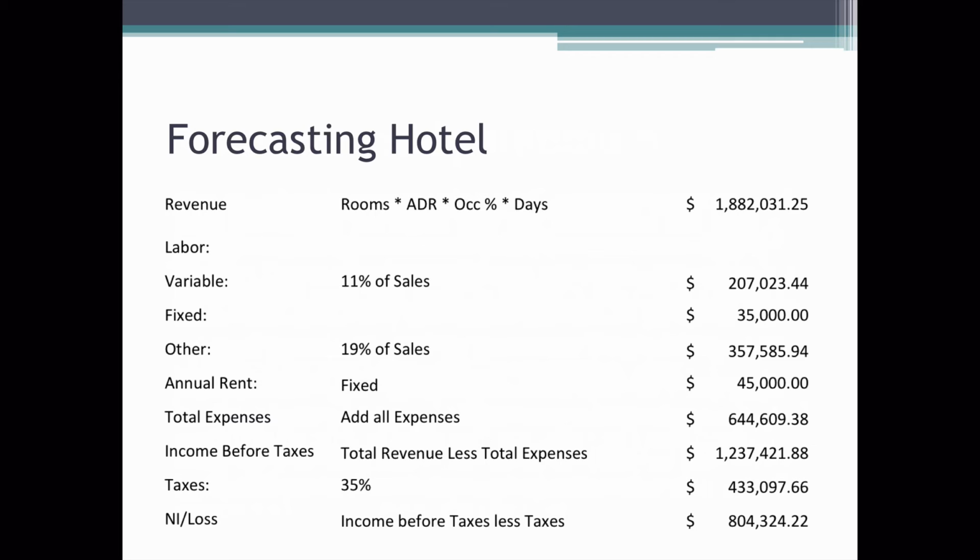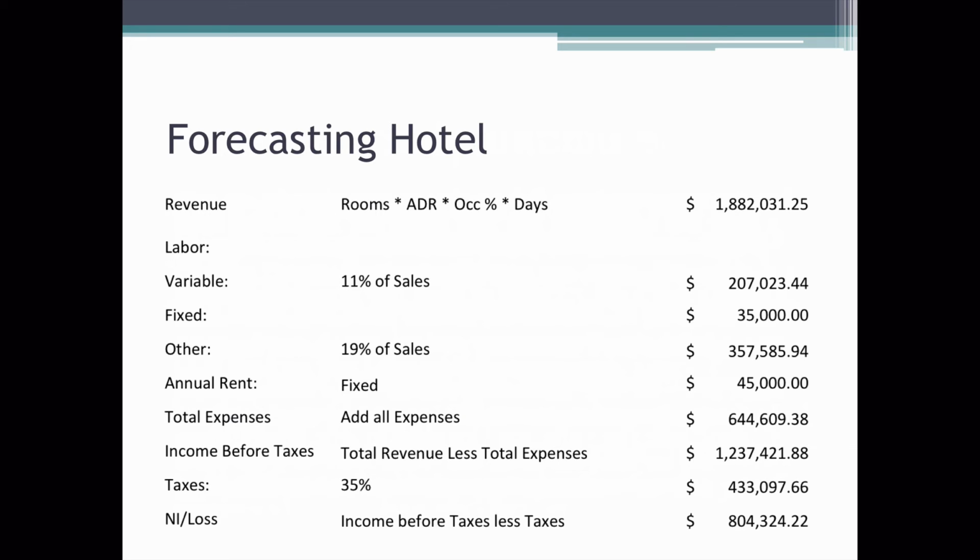Our labor, we have 11% of sales, so we take that $1.8 million in change and multiply it by 0.11, and we get $207,023.44. Our fixed cost, our management fees, were $35,000. Our other costs were 19% of sales, and that's $357,585.94, and that's everything from lights to the room furnishings, you know, the soaps, and if we do breakfast, the breakfast would be in there, and on and on. And then our rent was $45,000.